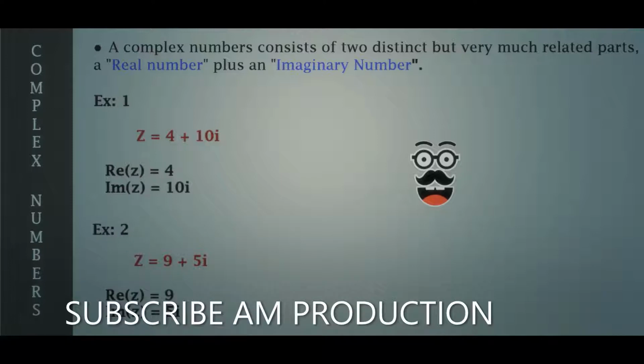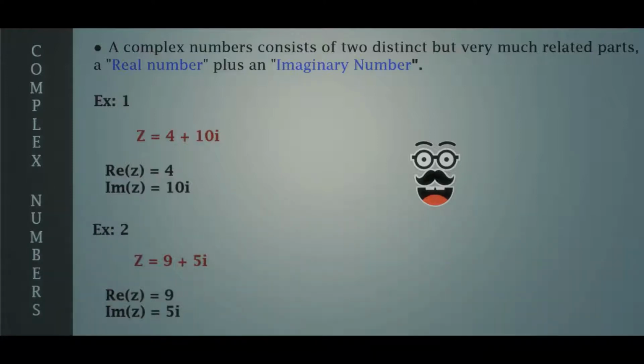Okay, let's find out what the parts of the generalized form of a complex number are. Let's go to example 1. Z equals 4 plus 10i. In this generalized form, 4 is the real part and 10i is the imaginary part. Okay, let's go to example 2. Z equals 9 plus 5i. In this generalized form, 9 is the real part and 5i is the imaginary part.